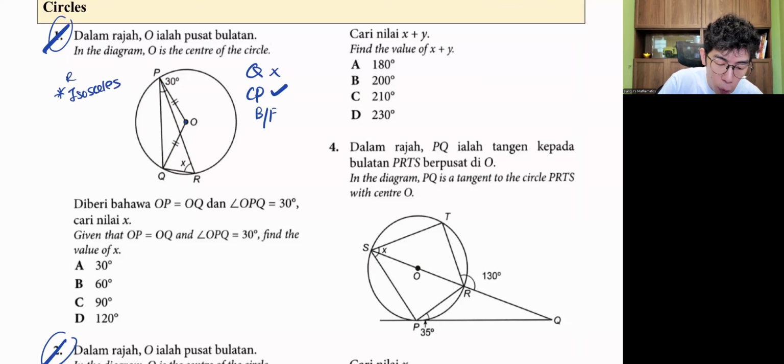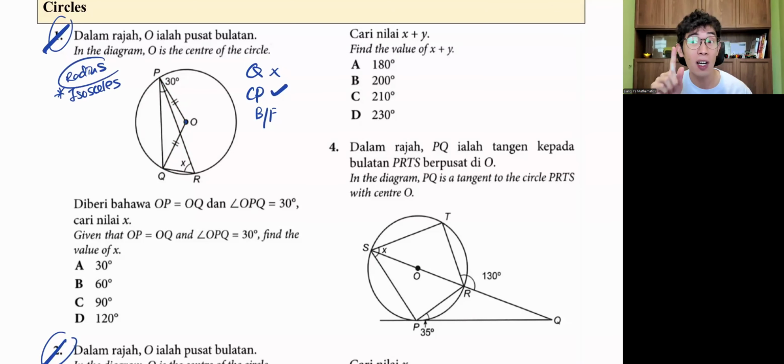Always search for radius. You know why? In your circle, you always search for radius because a lot of radius will help you in forming isosceles triangles. Can you see the radius? Sometimes they won't draw that one, you know. They give you the two little lines there to indicate same length. But for radius they obviously don't, because they are radius. 100% will be equal length.